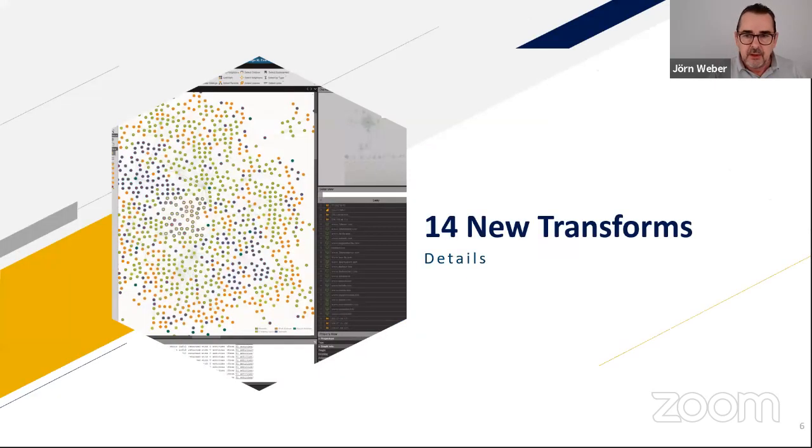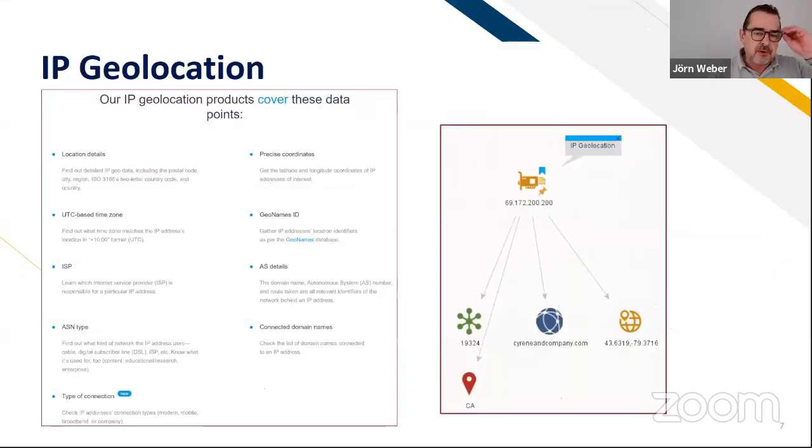Yeah, so let's go into the details. 14 new transforms. So the first one is IP geolocation. Actually, it pulls a number of things from an IP address, for example, which domain name is connected. So it's not only the IP address, it's connected with the domain name. It is the AS and the geo coordinates. And of course, it depends on the data that you get and the IP address that you are requesting. If you get other things like connection type, mobile, broadband, and so on.